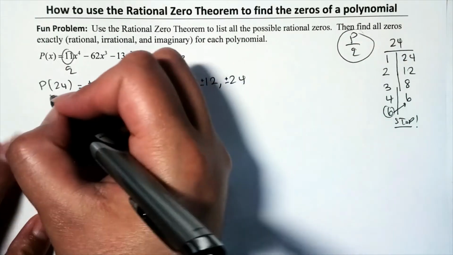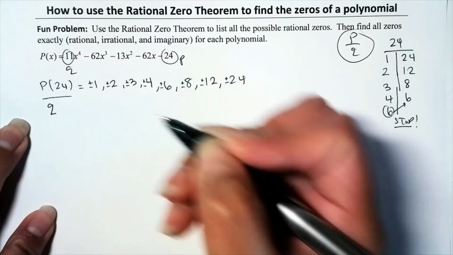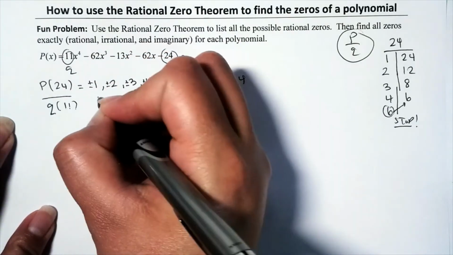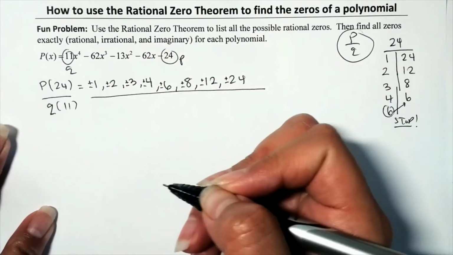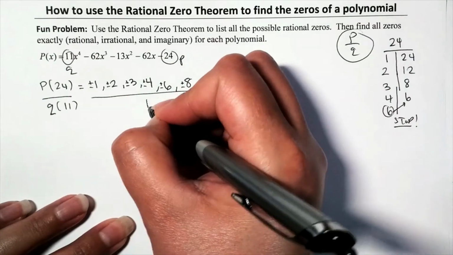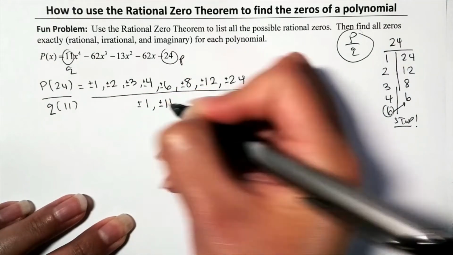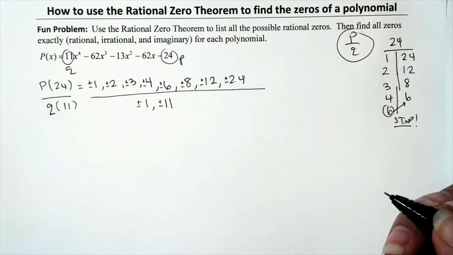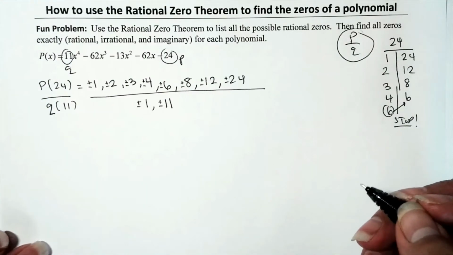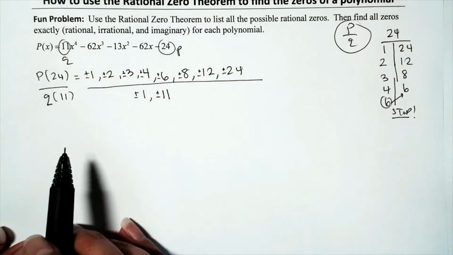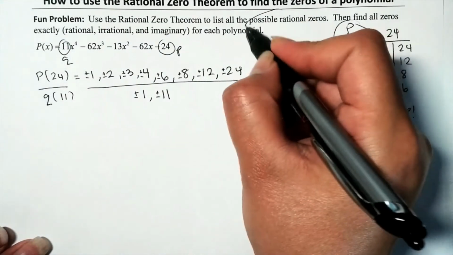So then we're going to go ahead, divide them by Q, which is going to be factors of the leading coefficient. Oh, how I love the number 11, because it's a prime number. So it's only going to be factors of 11, it's going to be 1 and itself. And let's go ahead and do this. I know that you can do a lot of things in your head, but I cannot, so I'm going to write a lot. So let's go ahead, list all the possible rational zeros.